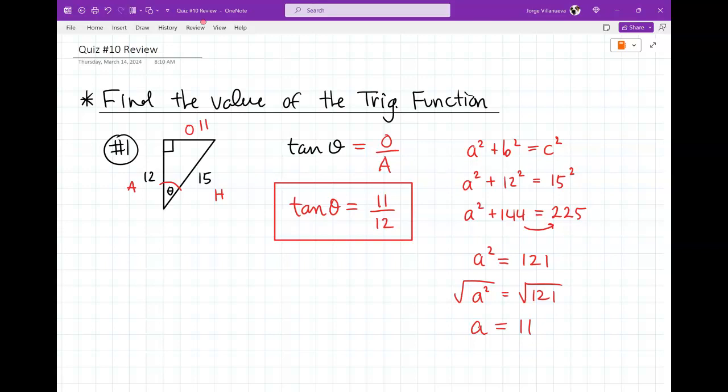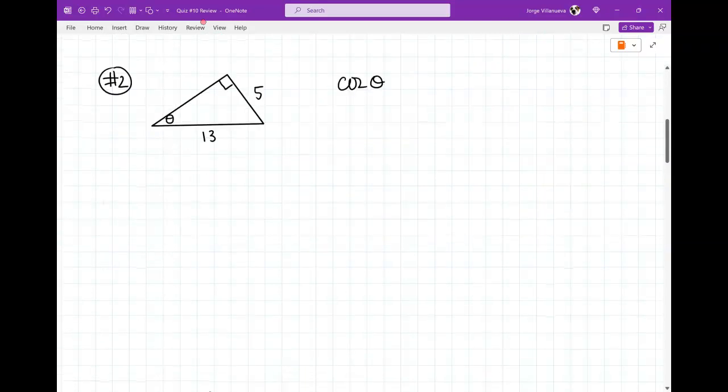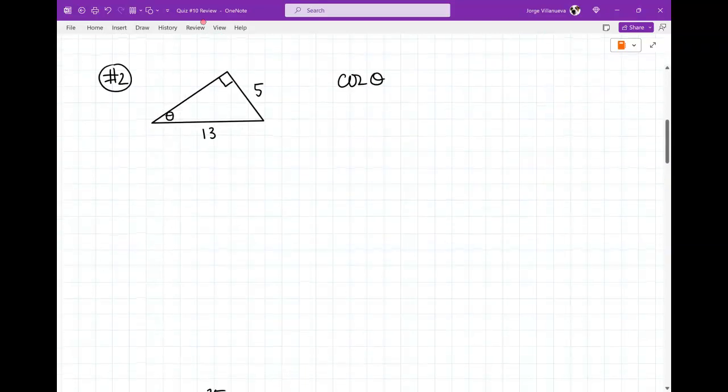All right. So question number 2. We have theta, we have a 5, we have a 13. They want me to find cosine of theta. Again, we're given a right triangle, so that has to be the case for now. Everything we're doing in trigonometry is related to right triangle trigonometry. So I'm going to mark my angle. Okay, so there it is. And in order to find cosine, I need adjacent and I need the hypotenuse.